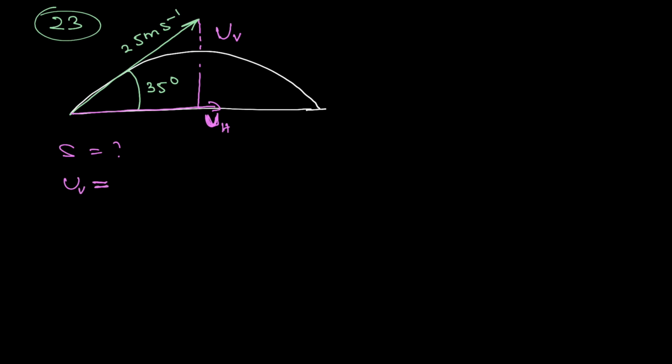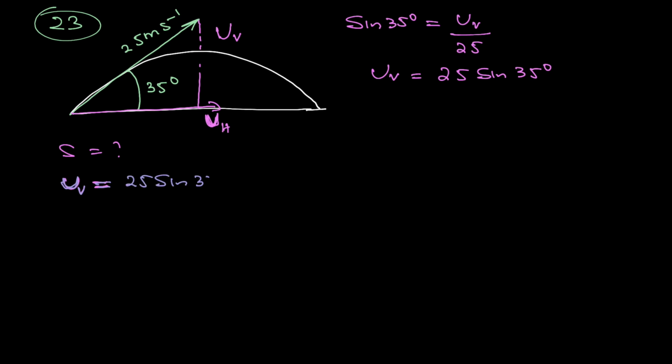If you're using sine, sine of 35 degrees is equal to UV over 25, and therefore UV will be equal to 25 sine 35 degrees. So we want to work out the UV here, which is 25 sine 35 degrees. Next we want to find A, and V will be 0, and A will be 9.81 meters per second squared, and t is what we're looking for. Because it's going up, the U is going up, so we would have to call that negative, since the acceleration is coming down here.